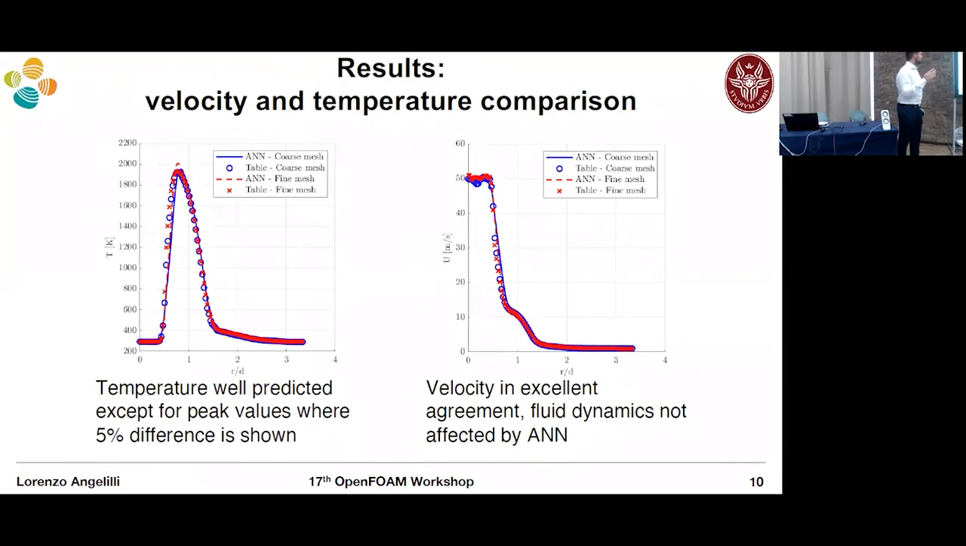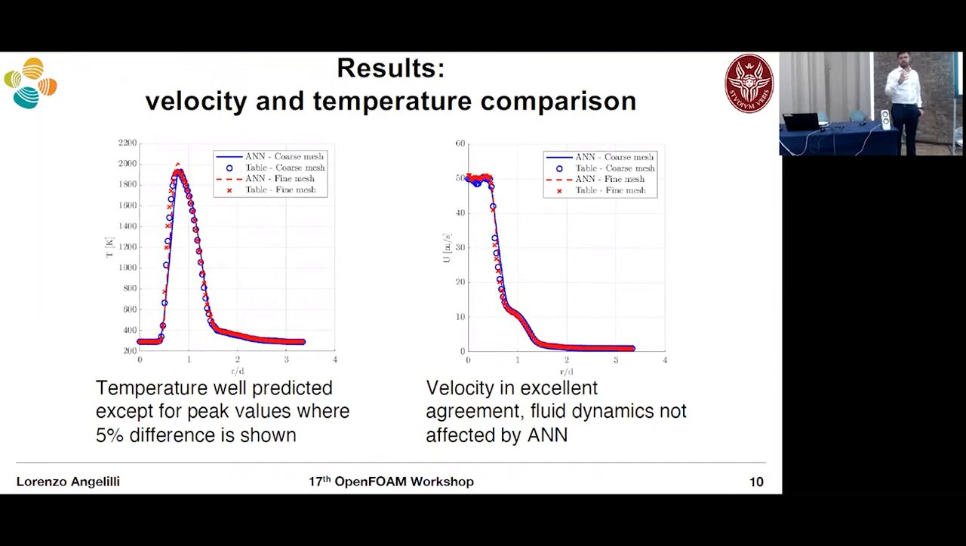So for now, in this case, we can say that except for the temperature on the peak value, where we have an over-prediction in the reaction layer, which is due to the fact that the progress variable source term is not very well predicted.